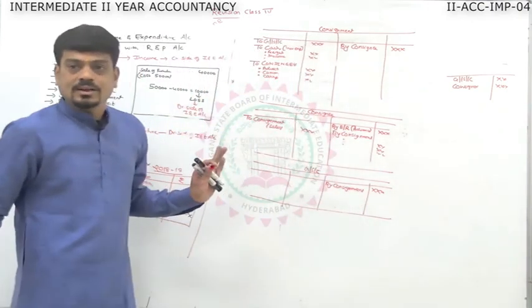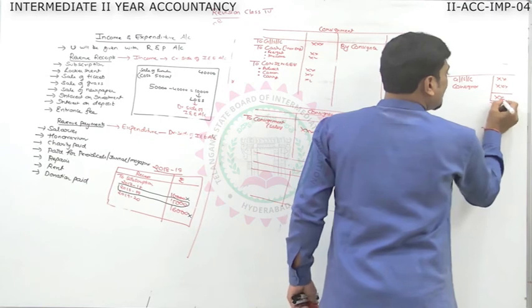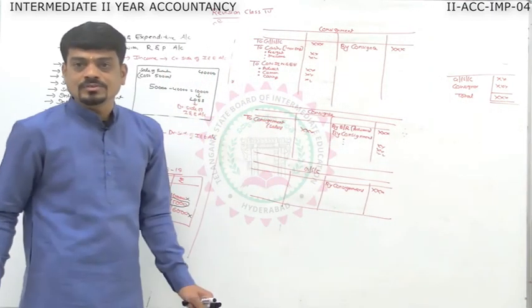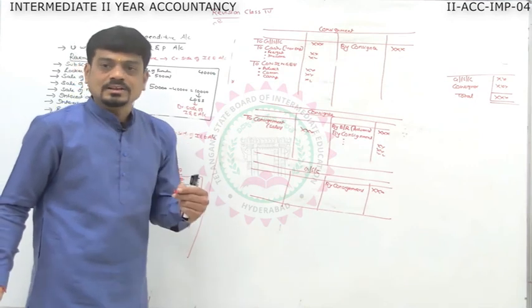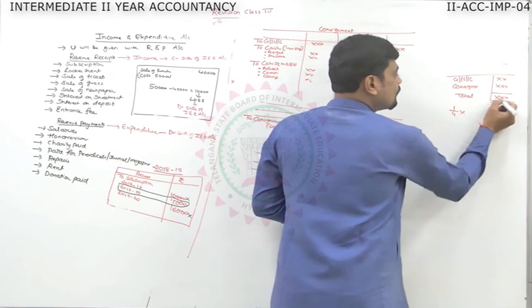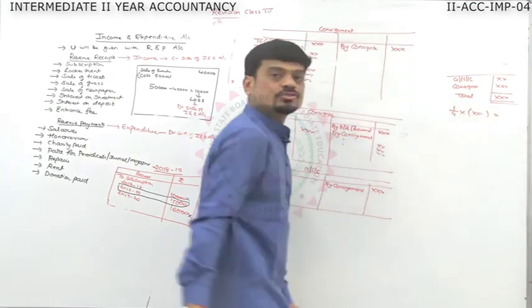Consignee expenses will not come, because usually all will be sold. Then you will get the total. This is the total value of goods. Then you see how much is unsold. If they say 1/4 unsold, then you do 1/4 into this value, whatever you get. You will get the unsold stock value.